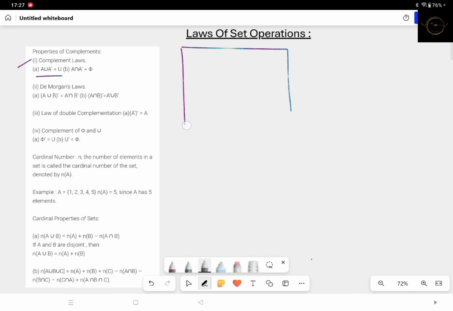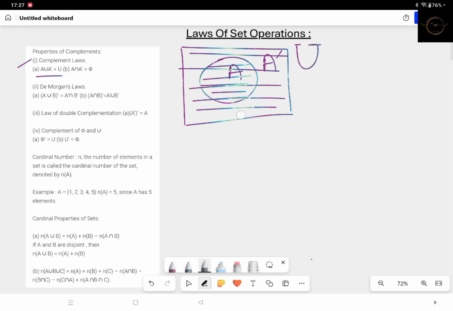By Venn diagram again I'll try to show, because it's the easiest way you can understand. This is A and this part is A dashed. If you combine these two sets, A and A dashed, will you not get the entire set U? So this part is proved.